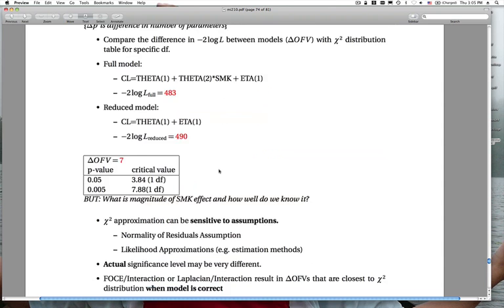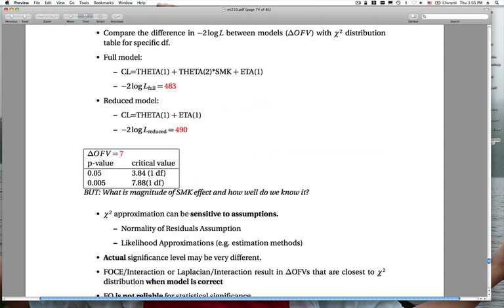Here's an example. Our full model is one for clearance, which includes an intercept or some typical clearance, some additional effect on clearance due to smoking, and an inter-individual random effect. The minimum objective function here is 483. In the reduced model, we've removed the smoking effect, and now clearance is just a function of some typical value and an inter-individual random effect. Well, that removal of smoking has now increased the objective function to 490.